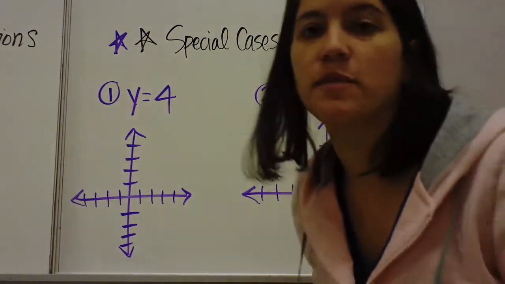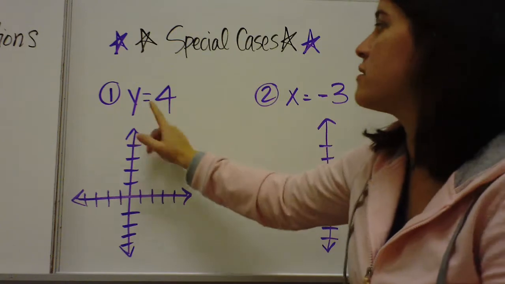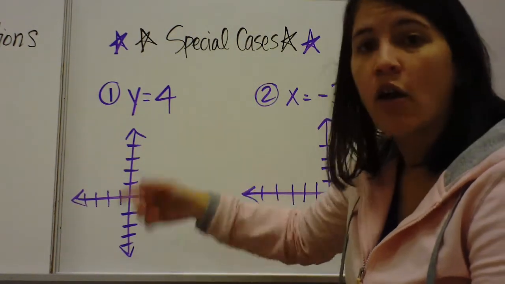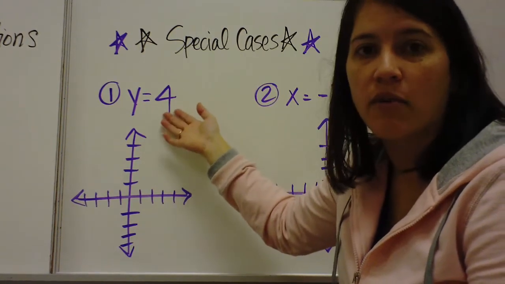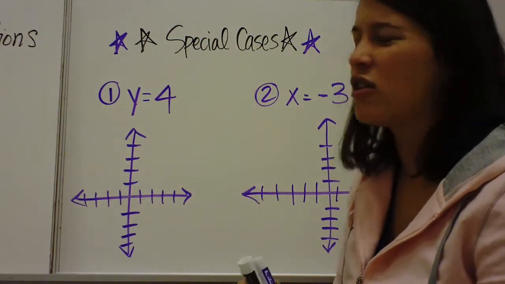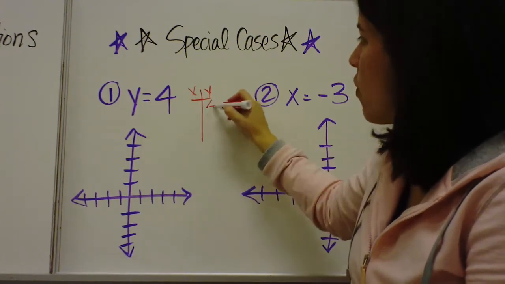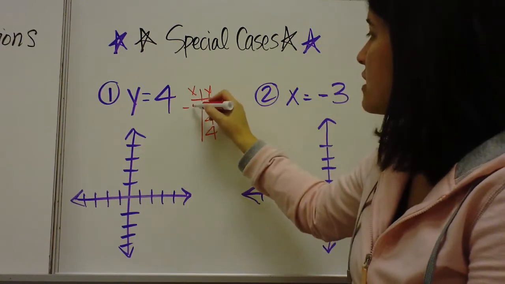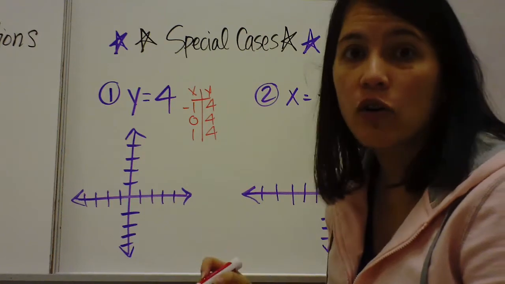Now this last slide is about special cases. So I want to make sure you understand these special cases. There are 2 special cases. What if the equation just says y equals a number? Y equals 4, y equals 10, y equals negative 3. If it ever says y equals a number, then that number has to be all the y's, no matter what the x is. So just let me show you a quick t-chart. Y is 4, so that means all the y's are going to be 4, all of them. If x is -1, y is 4. If x is 0, if x is 1. They're all going to be 4.